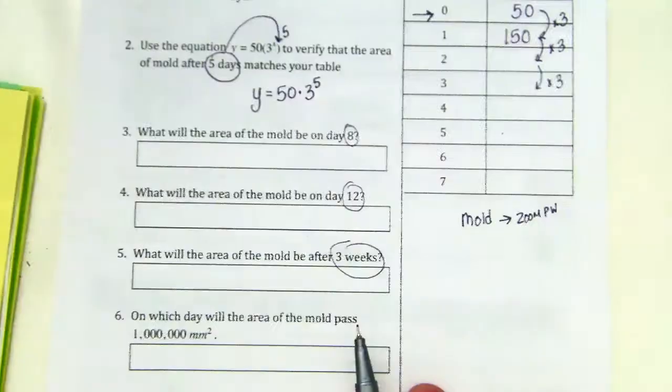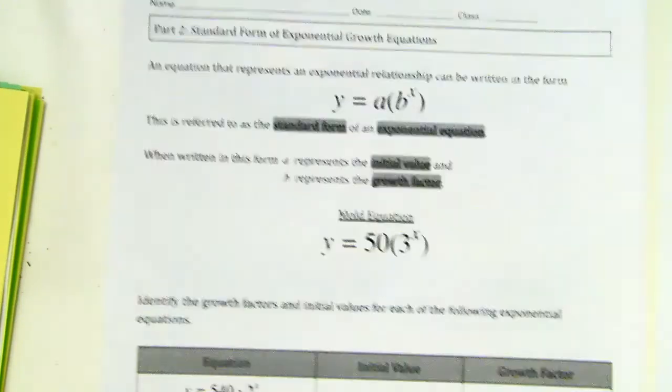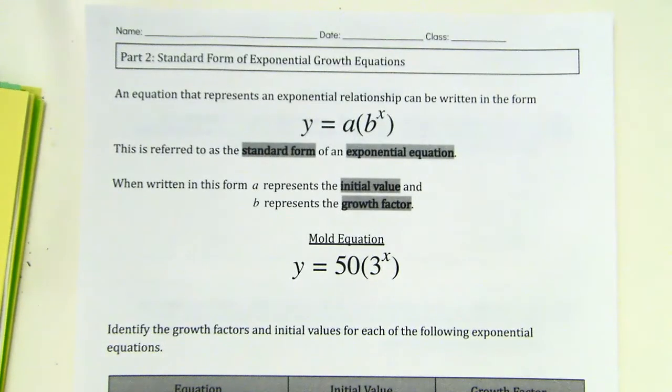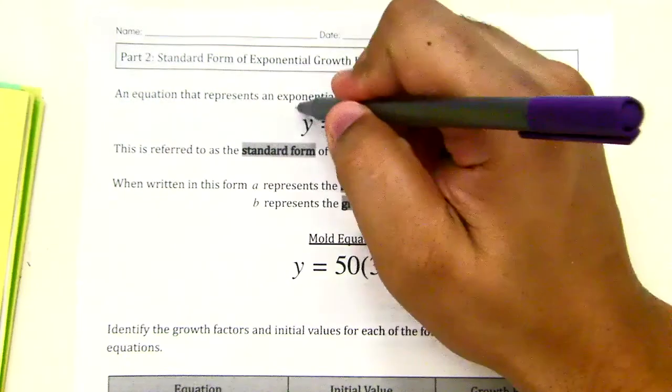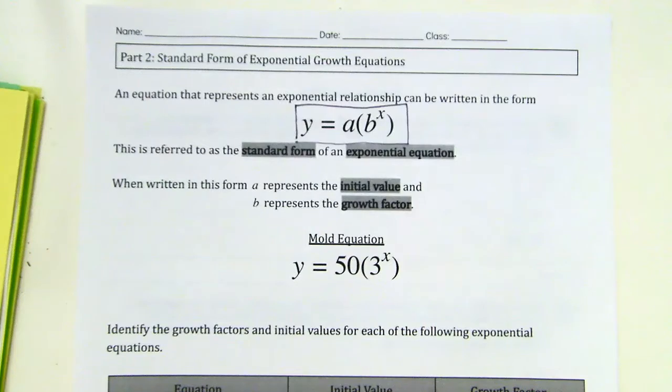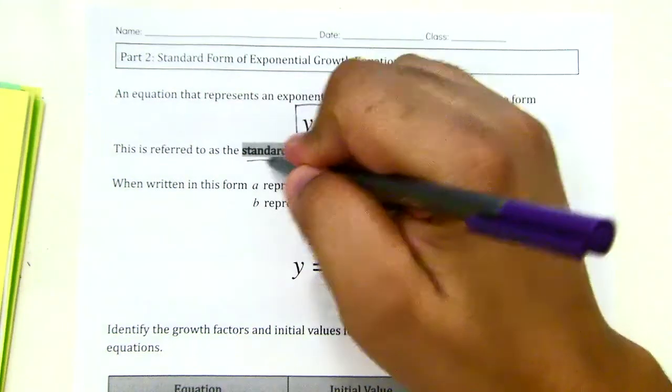Now that you're done with this part, we're going to look at the next page, which is talking about something called the standard form of an exponential equation. Okay, we've seen a couple of equations so far, and if you haven't understood them, that's fine, because right now I'm going to give you the tools that you need to make your own exponential equations, right? So every exponential equation that we're going to see, or most of them, are going to look like this for the rest of the unit. y equals a times b to the power of x, all right? This is referred to as the standard form of an exponential equation, right?